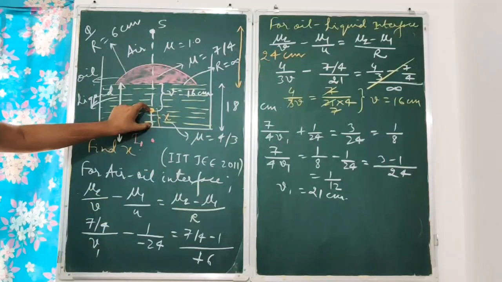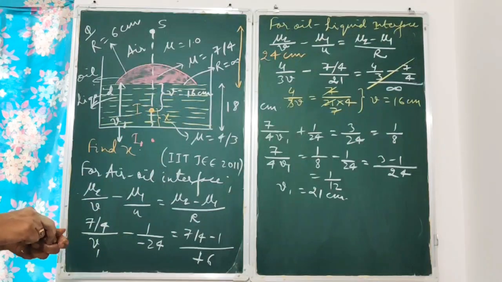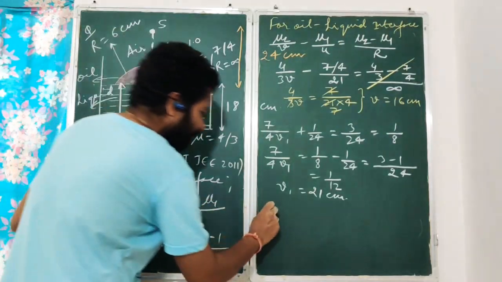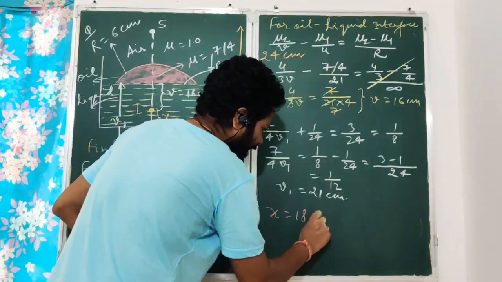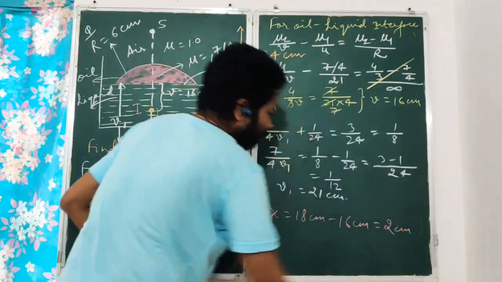So what will be the value of x? This total is 18. 18 minus 16 is 2. So the value of x, we get it as 18 centimeter minus 16 centimeter, and that is equal to 2 centimeter.